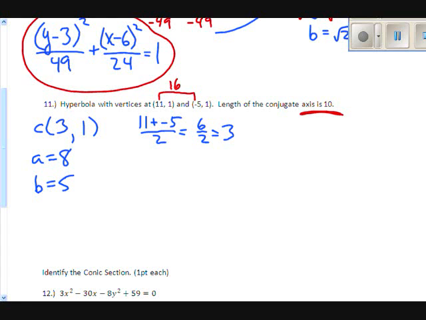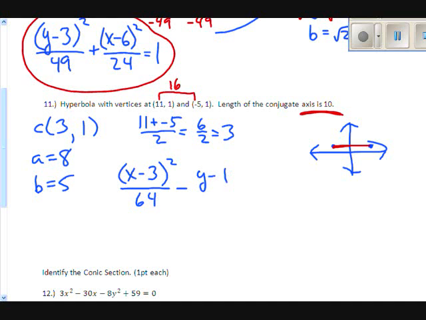I've just got to decide if this is vertical or horizontal. So again, I think about it the way it looks on the graph. 11,1 would be up here somewhere. -5,1 would be up here, which means my vertices and my transverse axis are running horizontally. So this is going to be a horizontal. So it's going to be x minus h squared over A squared, which is the 64, minus y minus k squared over B squared, which is the 25, equals 1.